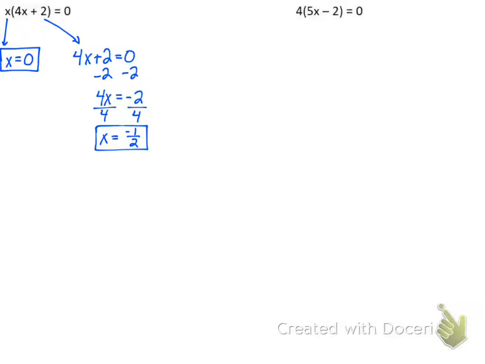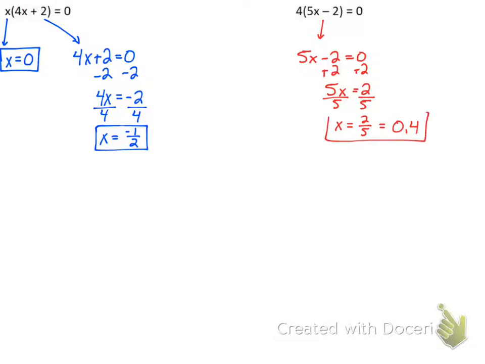The second one is almost the same. Again, there's no x on the outside, so I don't have to do an arrow thing with that. So I can just do the arrow thing with what's inside the parentheses. 5x minus 2 is equal to 0. I can add the 2 and then divide by 5. So I get x is equal to, you can leave it as 2/5 or write it as 0.4. Either way is acceptable.